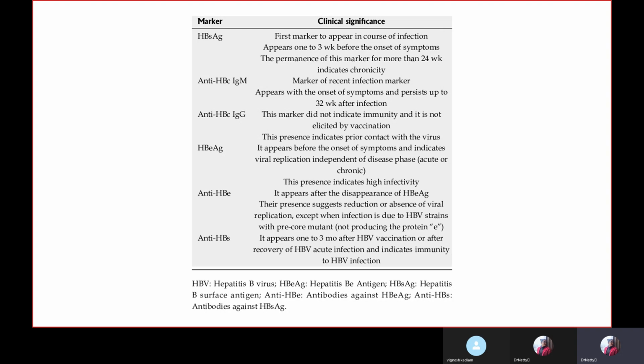So now to brush up, HBsAg is the first marker to appear in case of an infection. Then you have anti-HBc, which has IgM and IgG. IgM indicates acute infection, IgG indicates chronic infection. Then you have HBeAg, which indicates active replication. It can be acute or chronic, no issues, but it indicates active replication. Anti-HBe indicates there is reduced virus activity. Then anti-HBs indicates antibody formed post-infection or post-vaccination.